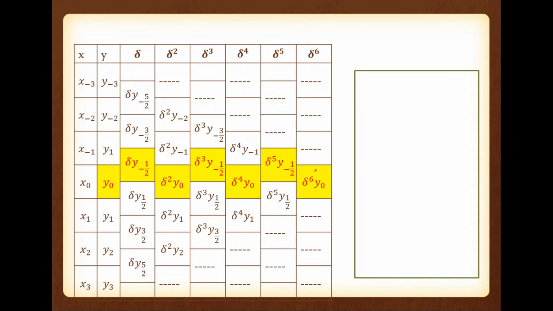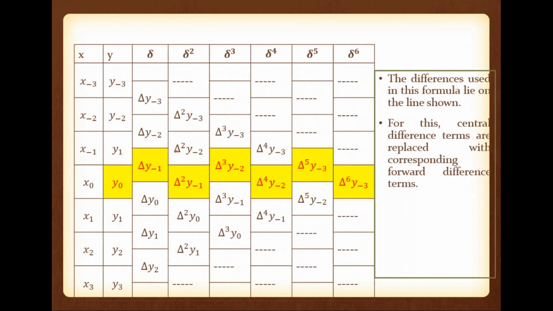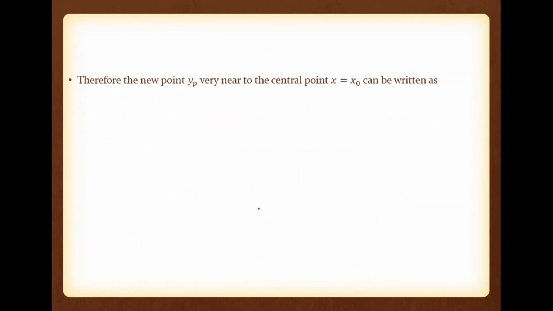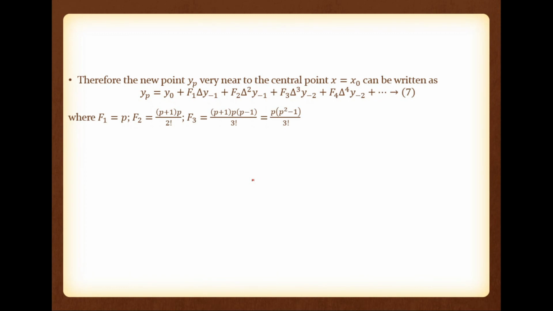So like the previous one, we can replace the central difference terms with the corresponding forward difference terms. Okay, that we can do, but that is not necessary. We can directly write the equation. This is the corresponding forward difference terms. I told you that one is not important for us. So directly we can write yp is equal to, this is the extrapolation formula required. Yp is equal to y0 plus f1 delta y minus 1 plus f2 delta square y minus 1 plus f3 delta cube y minus 2 plus f4 delta raised to 4 y minus 2 plus etc. This is equation number 7. I told you we are directly going to write that.